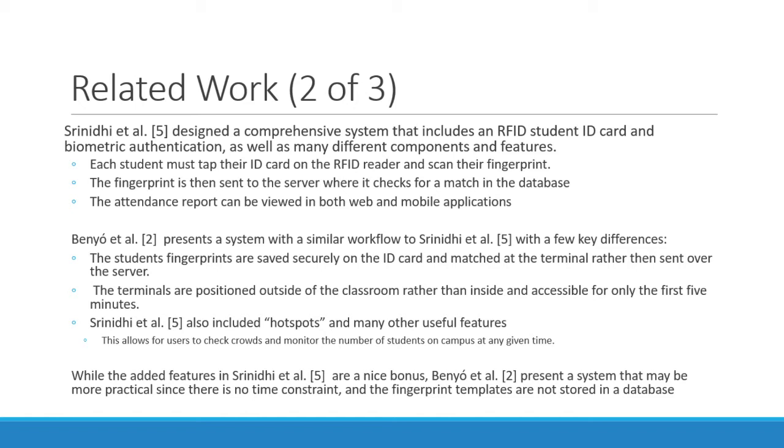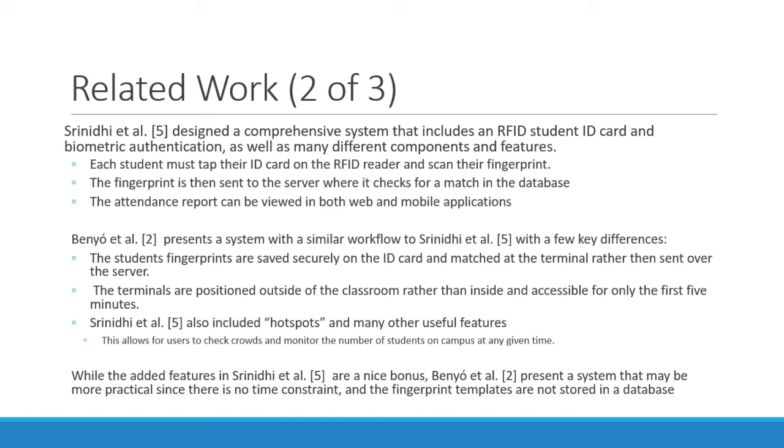So reference 2 and reference 5 have a lot of similarities, a similar workflow with a few key differences. In reference 2, the student's fingerprints are saved securely on an ID card and are matched at a terminal rather than sent over the server. Also, in reference 2, the terminals are positioned outside of the classroom rather than inside, and only accessible for 5 minutes. Reference 5 decided to put a 5-minute limit on the terminal, and it's only accessible inside, and you scan your fingerprint and it'll send over the server and it'll match on the server.